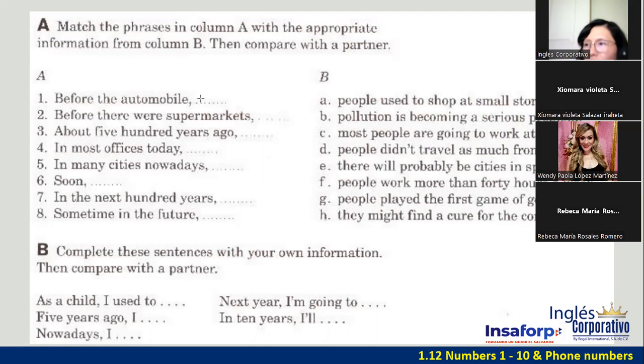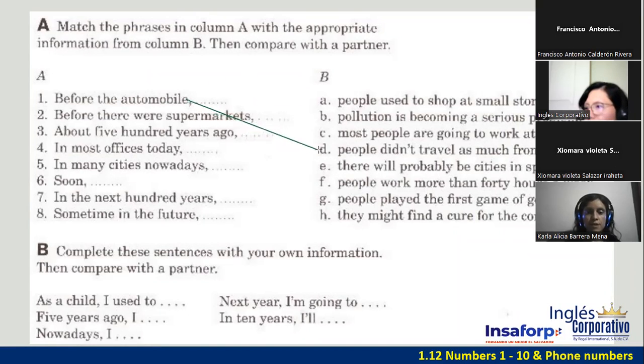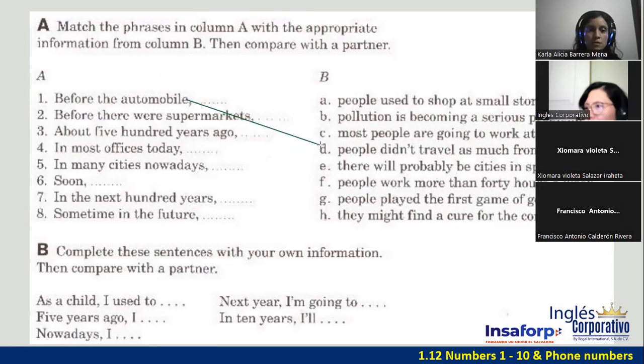Vaya. So before the automobile, number one, where would you put it? Francisco? Letter D, teacher. Letter D, okay. Before the automobile, people didn't travel as much from city to city, okay. Vamos a dejarla acá. Bueno, es más, creo que voy a ocupar esta otra flechita. Permítame. Y voy a cambiarle el color. Así no se ve. Entonces, before the automobile, people didn't travel as much from city to city.